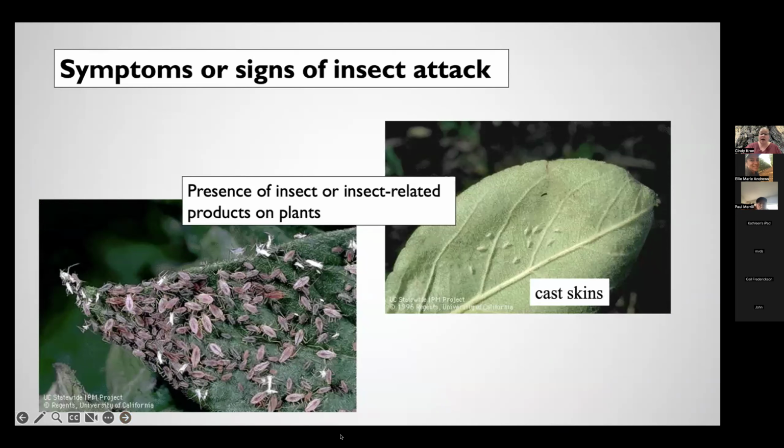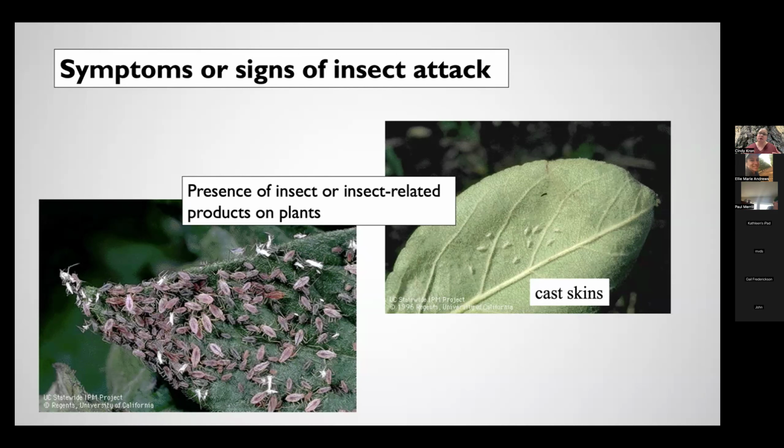So again, when talking about cast skin, I see damage, I get a sample, I look under a microscope, I have cast skins, I look closer and I try to look for features that cast skin can be. You can see even here with the aphids, here's cast skins, you can see white cast skins. This is when they molt, that's their exoskeleton that they molted off. That helps you understand what type of population was on that plant.